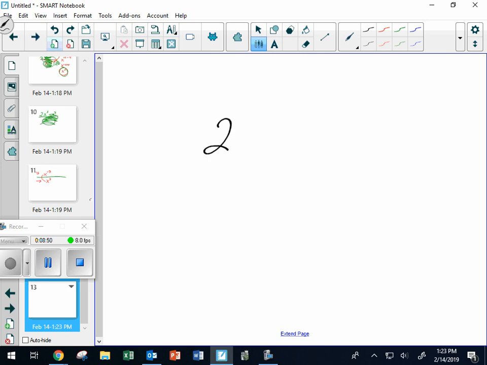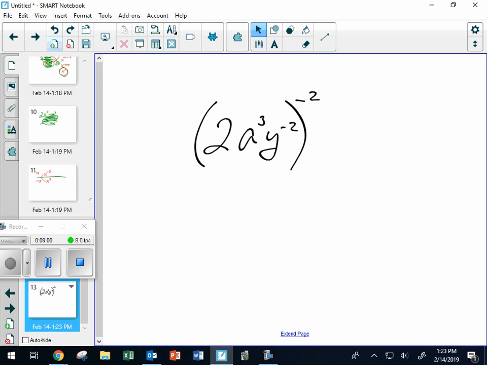2 a to the 3rd, y to the negative 2nd, all to the negative 2nd. Everything that got put to a negative power needs to move so it can be happy. Is one way to think of it. Another way to think of it is just multiply them all out, and then everything that's got a negative power at the end, fix it. All right, I'm going to pause this for a second and see how you do.